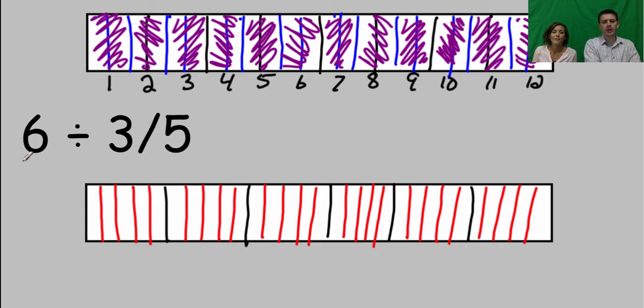So we broke it up into 6 big pieces. Then each of those got broken up into 5 smaller pieces because we want fifths. And now we shade them based on the numerator. We want 3 of those fifths together. 1, 2, 3. So I'm going to shade in a group of 3. And then a group of 3. And then another group of 3.